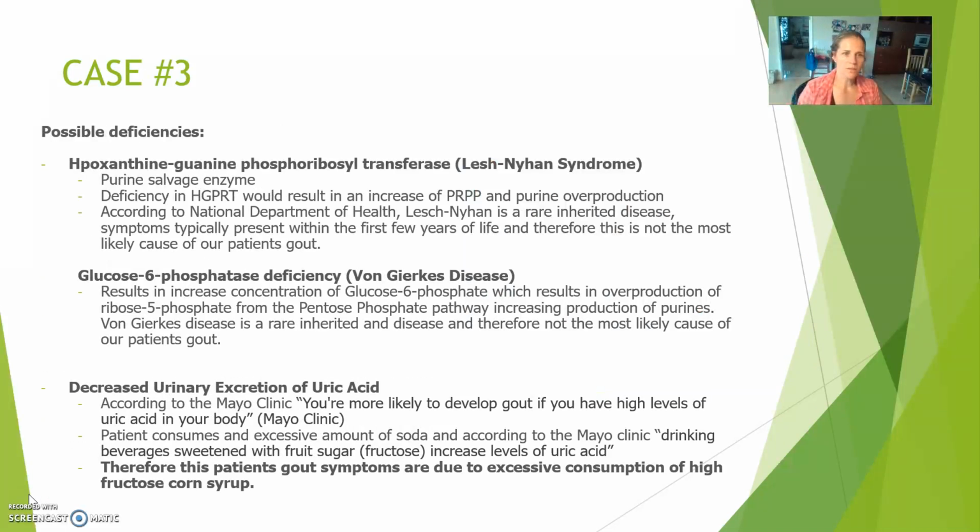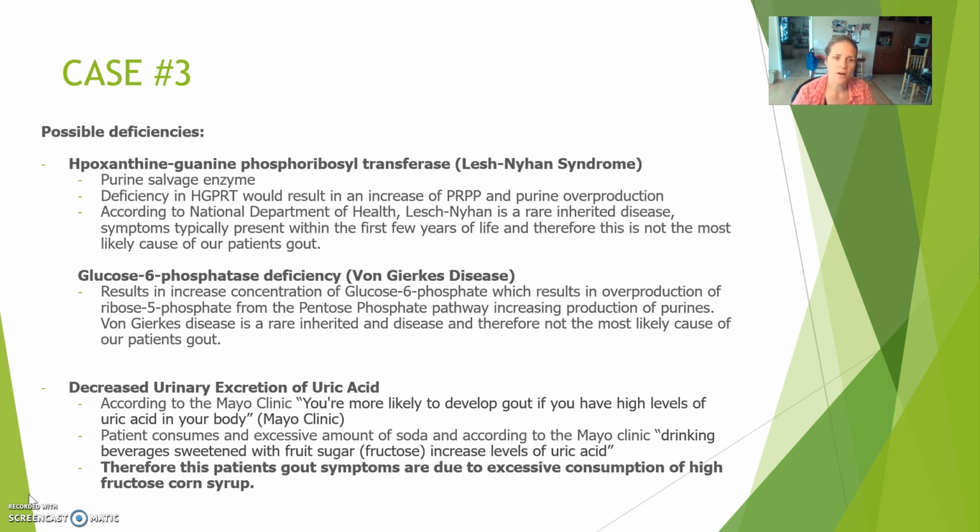So the possible deficiency could be Lesch-Nyhan syndrome. However, this is a very rare inherited disease, and symptoms typically present within the first few years, so it's not likely the cause of our patient's gout. There could also be a deficiency with glucose 6-phosphatase. However, this is also a rare inherited disease and not likely our patient's reason for gout.